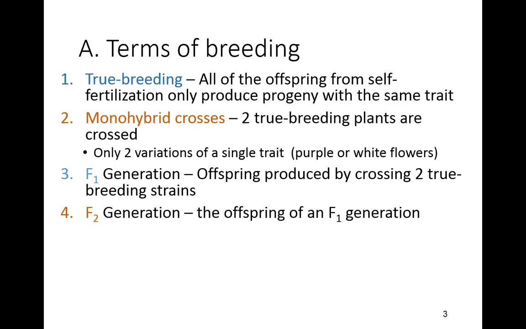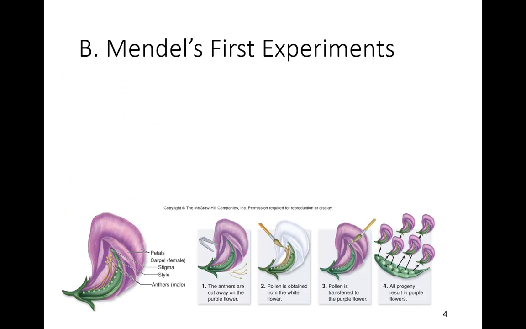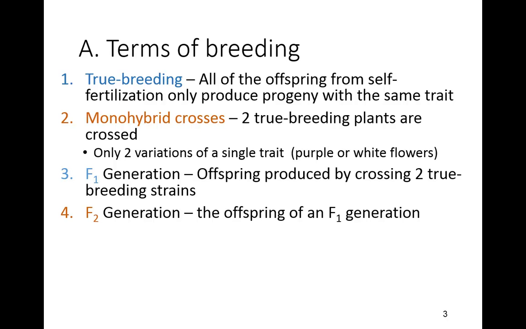Okay, so some other ones. A monohybrid cross is where you take two true breeding plants that are different. So you have purple ones that true breed and white ones that true breed, and you cross them, and they only show one trait. So all of the progeny will have purple flowers in this case. Those progeny that they have, all those purple flowers, would be called the F1 generation. So the offspring produced by crossing two true breeding strains that have a different trait. The F2 generation would be the self-fertilization then of the F1 generation.